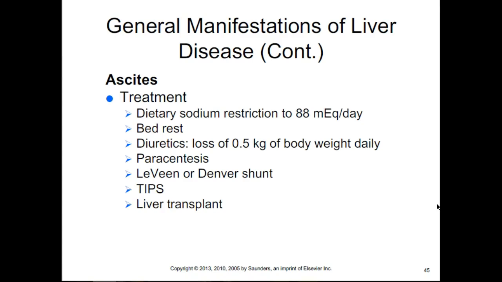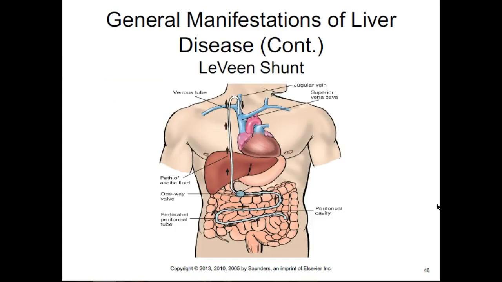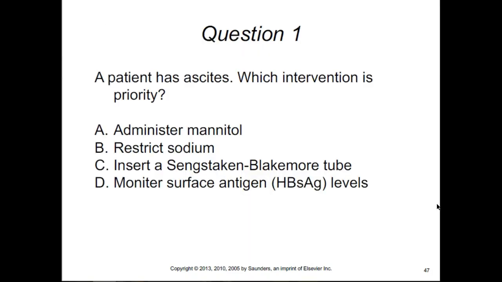Bed rest, diuretics, again, paracentesis, which means removing the fluid. And you might see a LeVeen or Denver shunt, and some also of the TIPS, and liver transplant if necessary. Okay, so you can see here the LeVeen shunt to take the extra. Basically, we're just kind of almost following the lymphatic pathway and taking the shunt to remove the extra fluid from the abdomen and placing it back in the circulation.